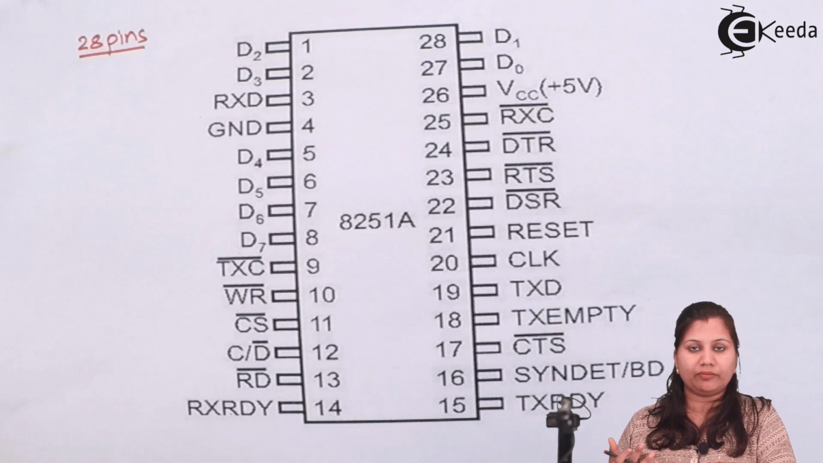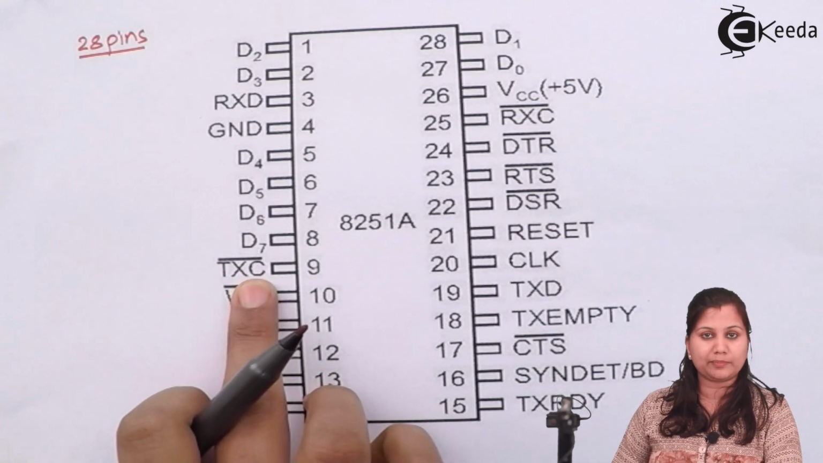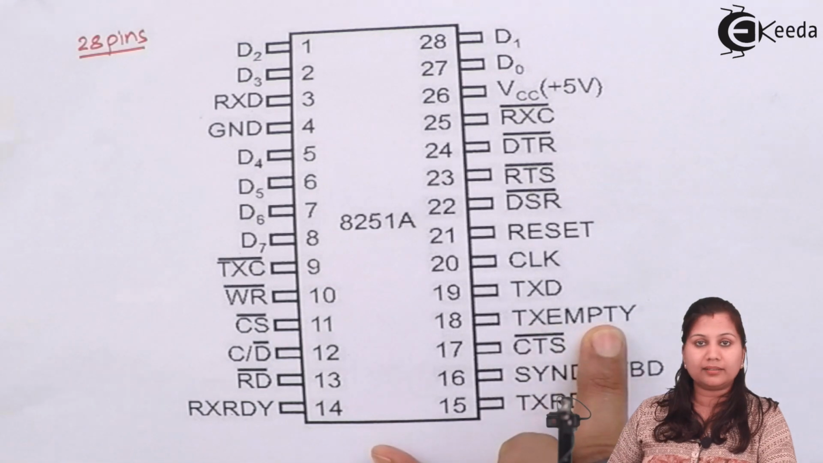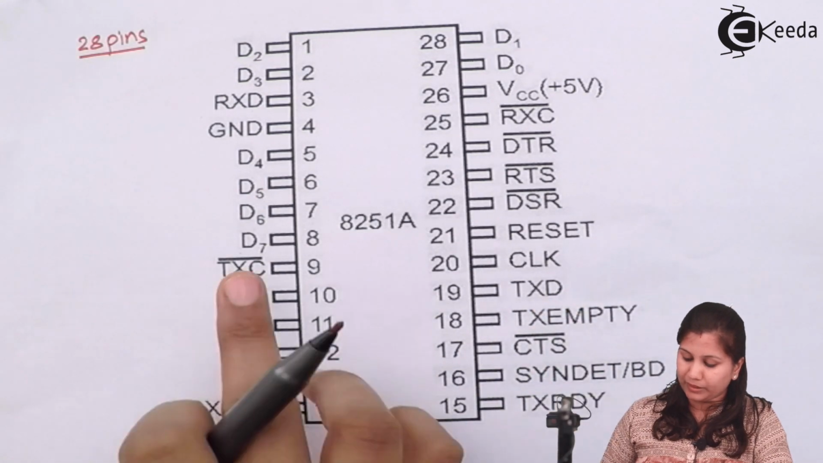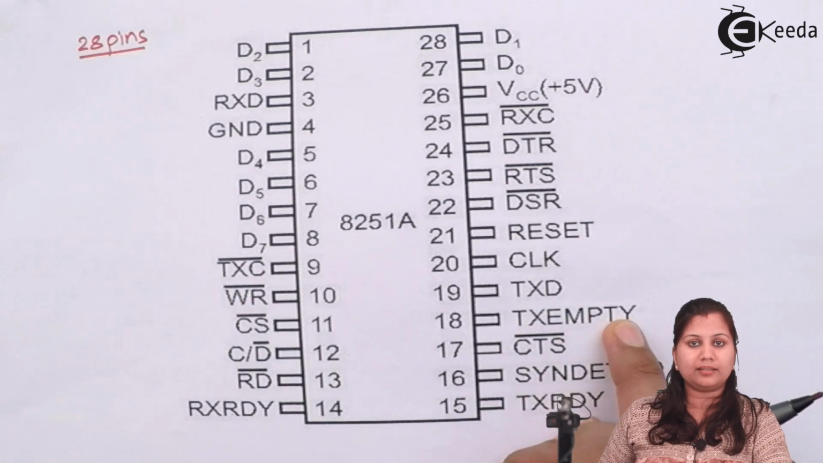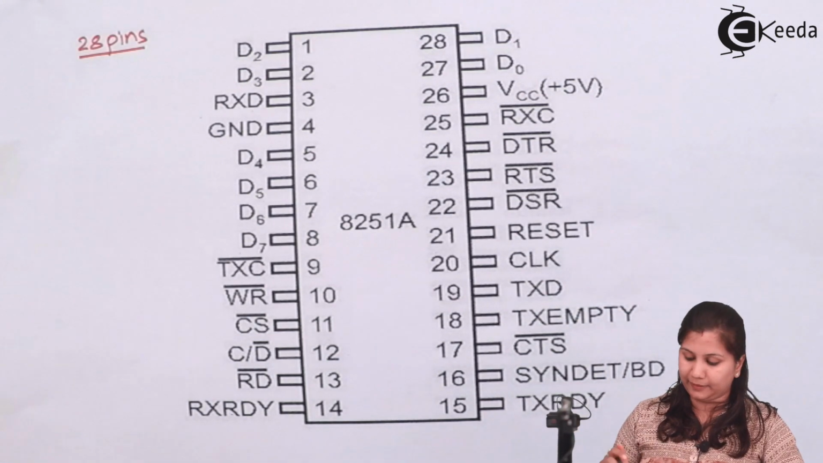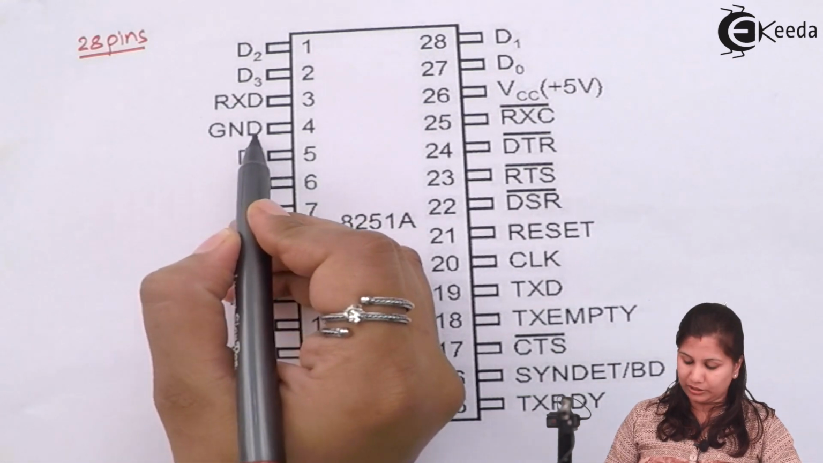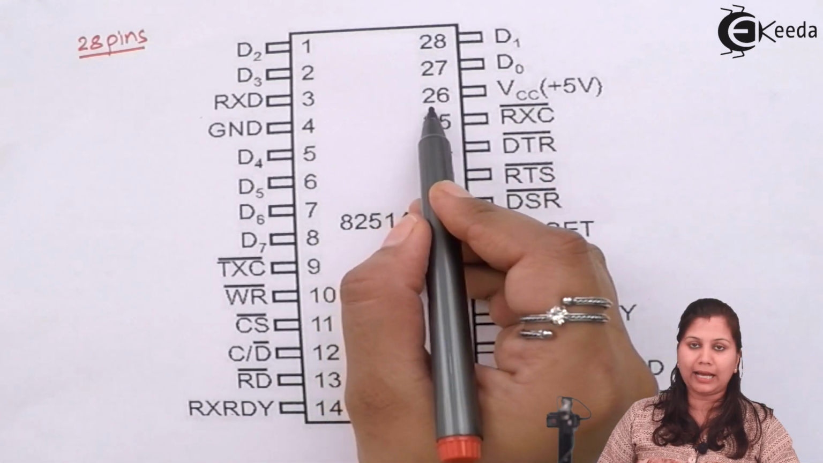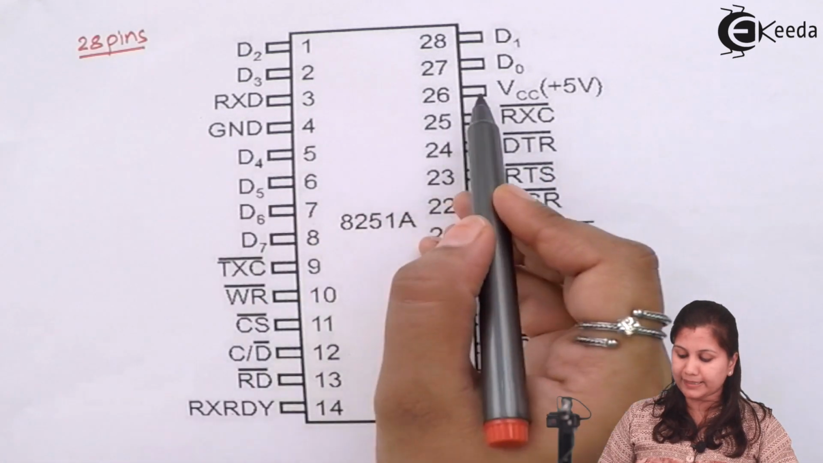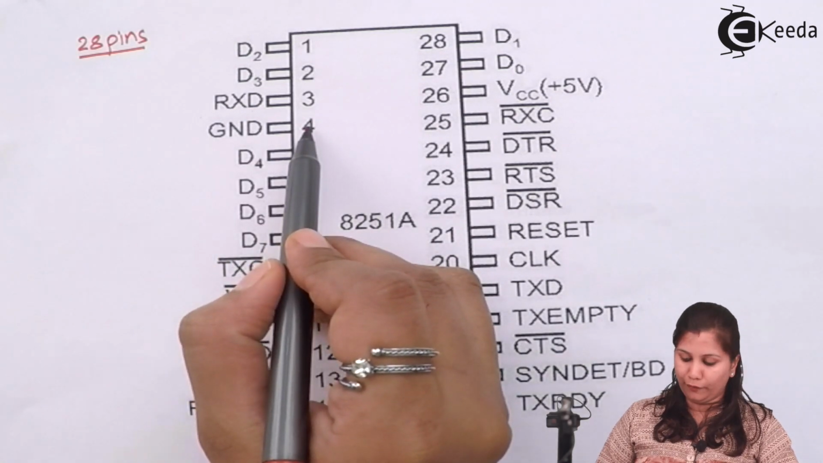For the transmitter side, we also have three signals: transmit data, transmitter clock, transmitter empty and transmitter ready. So three signals are for the receiver and three are for the transmitter side. Then this is for the ground connection, and here we have the power supply VCC plus 5 volt available at pin number 26. These are the power supply connections. Plus 5 volt will be connected here and ground will be connected at pin number 4.